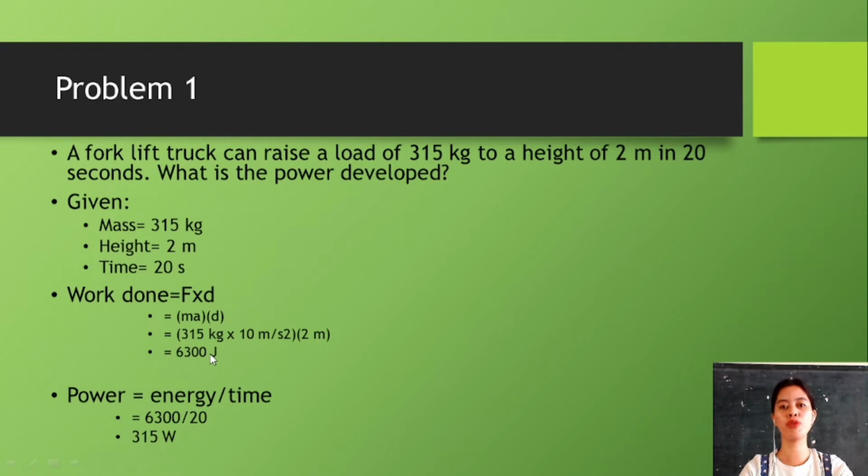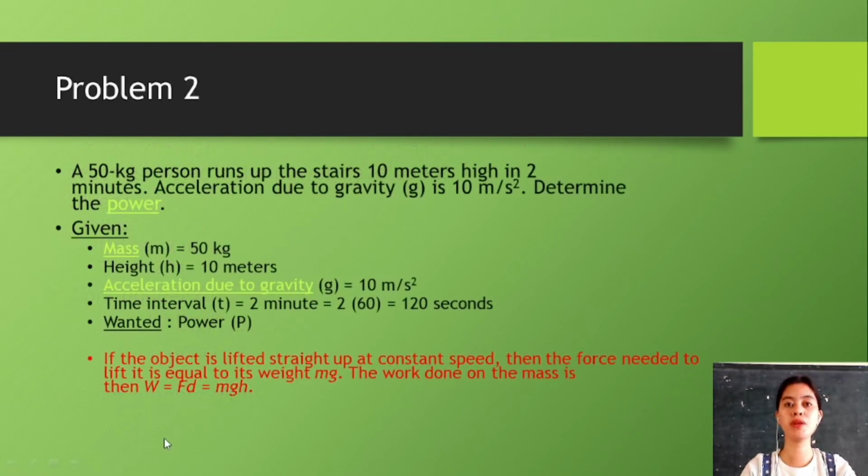Now we can solve for power. Power is equal to energy over time. Remember that work is equal to energy. So our energy is 6,300 divided by 20 seconds. So the power is 315 watts.